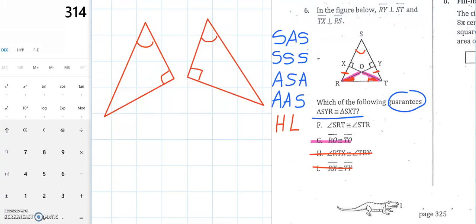Now the last choice, and this is tricky, it tells us that angle R, this whole angle here, is congruent to all of angle T. Now usually I would say no, but because of this being an isosceles triangle, if those two angles are congruent, that means the entire left side is congruent to the entire right side. So in our diagram, we have a set of sides congruent. So this would be angle, angle, side. So yes, angle, angle, side is a way to prove congruent.